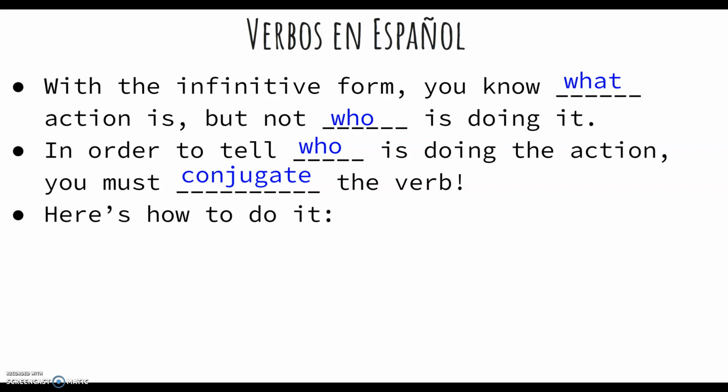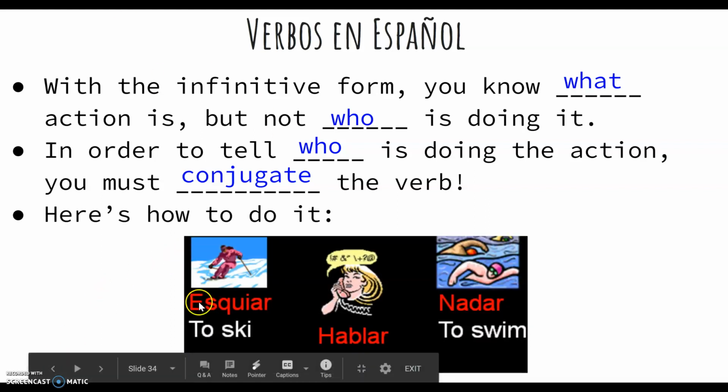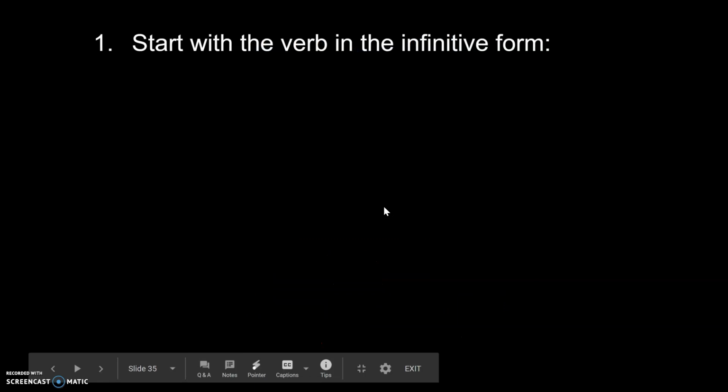Muy bien. Many of you know how to do these already, and that's great. Some of you have never heard of it. So conjugation is a very critical part of learning the Spanish language, any language, but you guys are learning Spanish. So it's really simple. It's a simple formula, and here's how you will do it. So if you look at these verbs, for example, esquiar, to ski, that's what the action is, skiing, but it doesn't say who is doing it. So we must conjugate it, and here is how you do it.